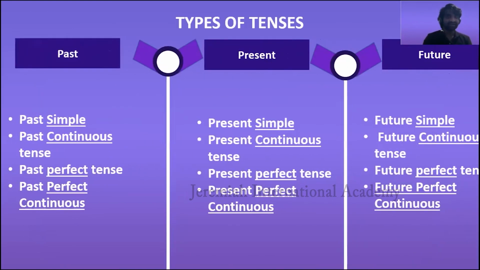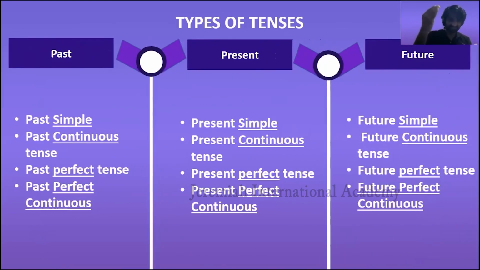So after that, yeah, we have summed up the past simple, that is very simple. Then comes the past continuous tense, that is going on, continuing. Then comes the past perfect tense. Then comes the past perfect continuous.